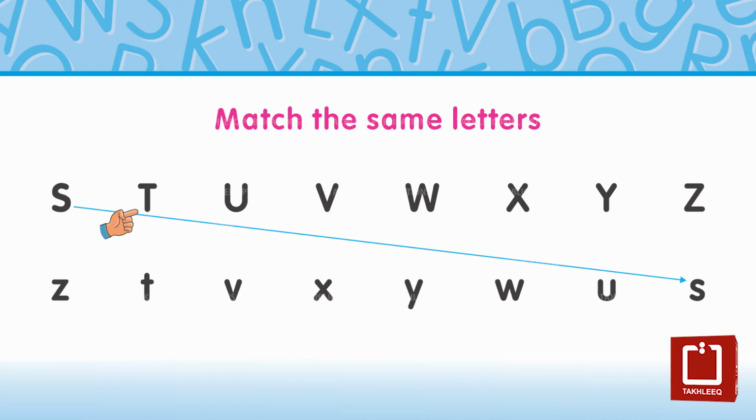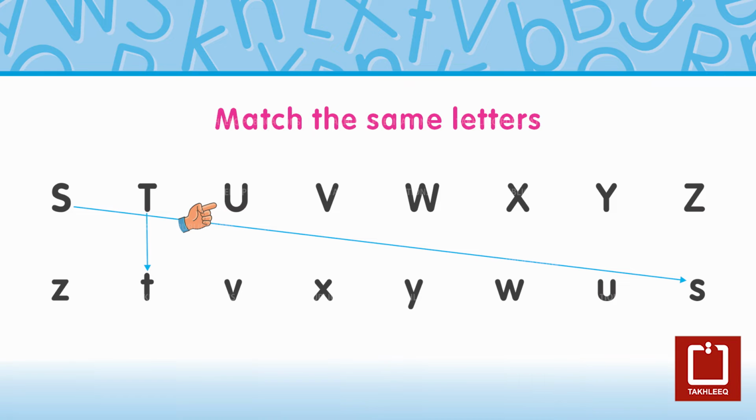This is capital letter T. Now we search small letter T in the second row. Z, T. Yes, this is small letter T. So we match capital letter T with small letter T.